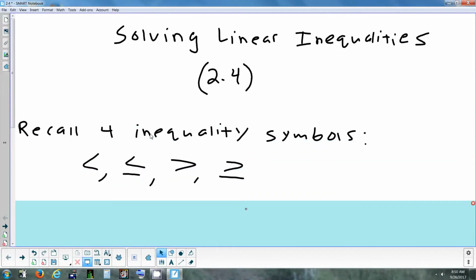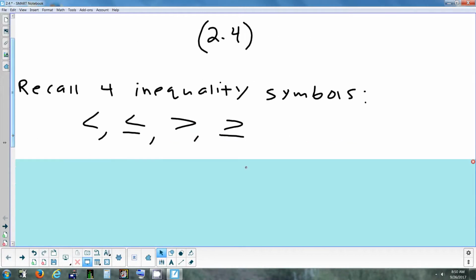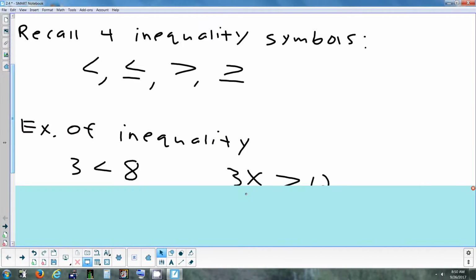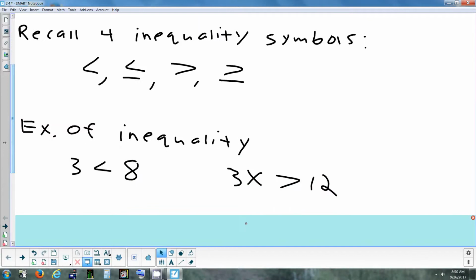Okay, just a reminder of what the four inequality symbols are. We've got less than or equal to, greater than or equal to. And these are examples of inequalities. The first one is just a true statement: 3 is less than 8. And the second one is more like a conditional inequality. It can be true if you pick the right values for x. But unlike an equation, there's an infinite number of solutions that make the inequality true.